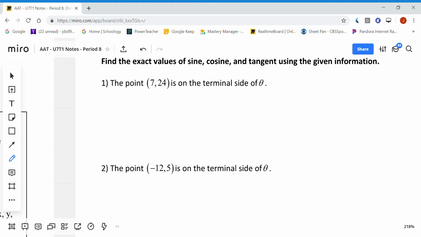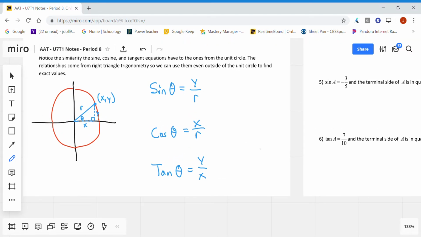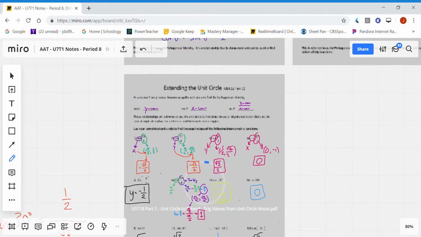So we have a point (7, 24), and that is on the terminal side of an angle measure. So we know our 7 is x and 24 is y. The question now becomes, how do we find r? If I know x, y, and r, I can find all three trig functions pretty easily for that angle measure. Since they give us x and y, we need to figure out what r is.